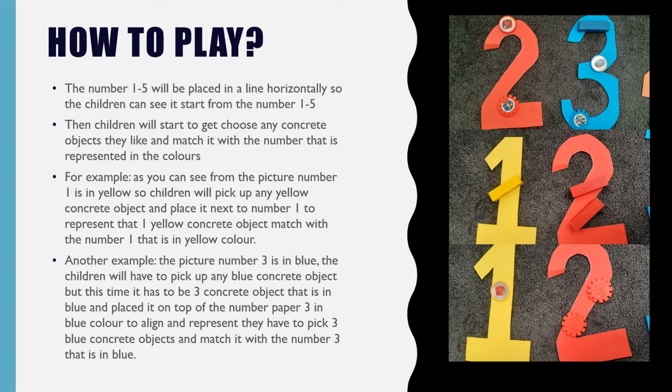Another example would be number 3. What's the color of the number 3? Blue, right? So you can pick any types of the concrete object that is in blue color and place 3 concrete object that is in blue color on top of number 3. And this applies to the other numbers as well. And you will do the same thing. Find different kinds of object to represent the number in the same color and same number, such as 2 red object, place it on top of number 2 in red, or 4 orange object, place it on top of number 4 in orange, and 5 green object on top of number 5, which is in green.